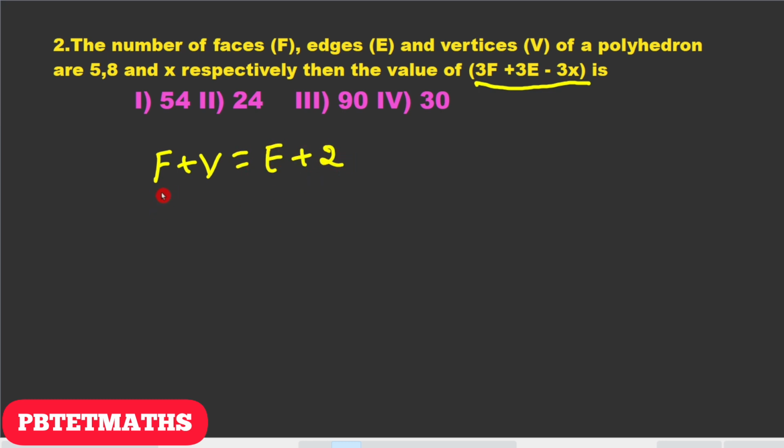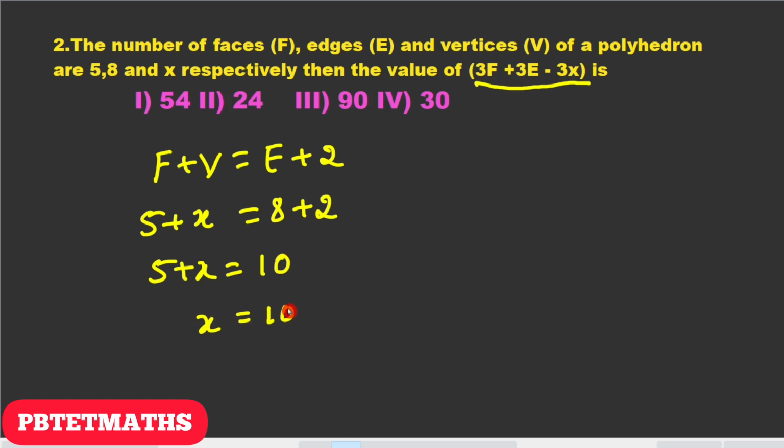That is, the sum of faces and vertices is always equal to the sum of edges of any polyhedron plus 2. So the faces value is 5, the vertices value is taken as x, so we're going to keep it as x, plus the edges value, which is given, 8 plus 2. Now 5 plus x is equal to 8 plus 2, that is 10. Then x is equal to 10 minus 5. x is equal to 5. So the number of vertices in that polyhedron is equal to 5.